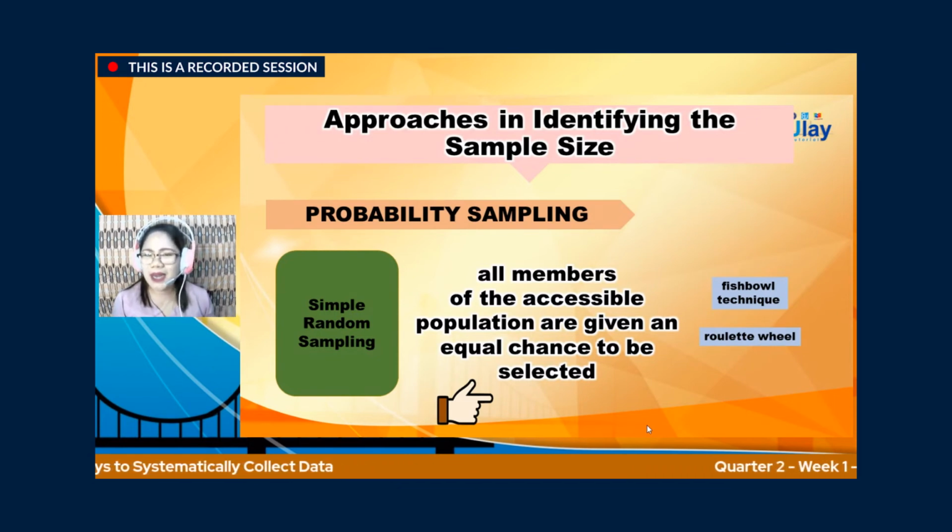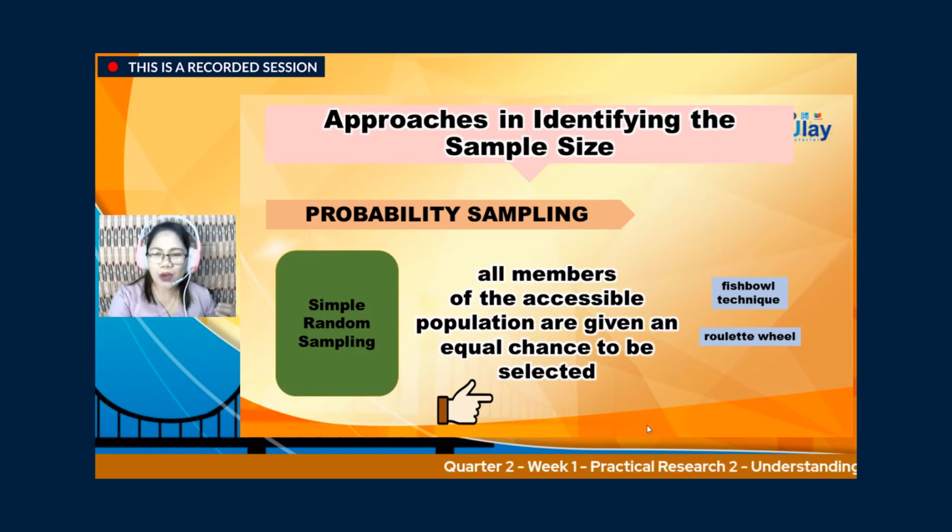Wherein, sa dami ng population, pwede tayong gumamit ng fishbowl, kukuha tayo o kaya naman magdodyolats tayo or yung ruleta in Tagalog. So, pwede natin gamitin yan. So, all have a chance to win. Kumbaga, parang yung ginagawa ni Kuya Willie.